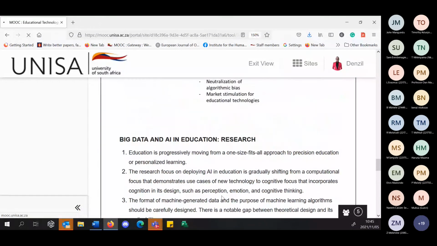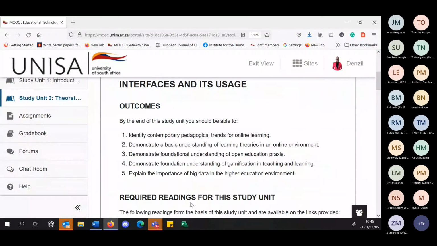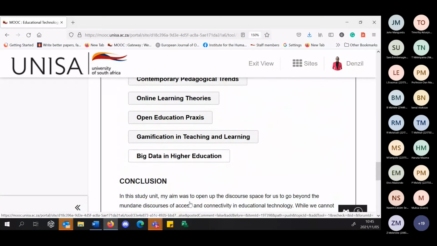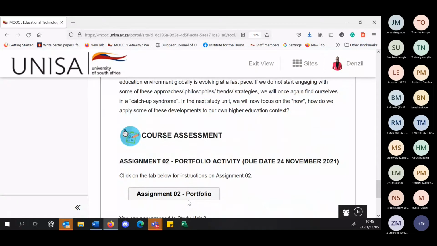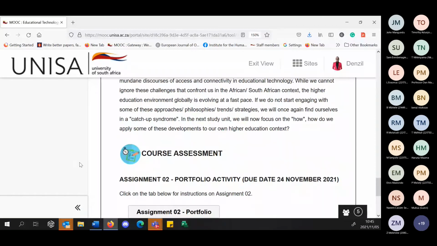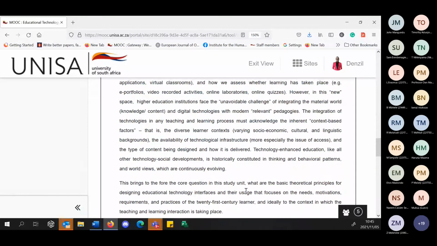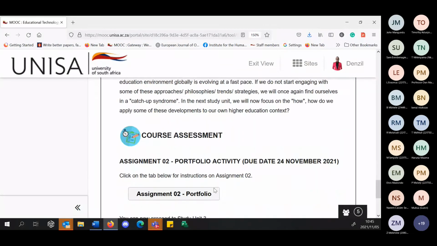Then remember I mentioned to you that after every study unit, you have a portfolio activity. That means this activity goes into your portfolio. So remember, this is not a separate activity. It is a portfolio activity. Your portfolio activities for the remaining study units will be collated and put into one document, one portfolio, and submitted as assignment 2.